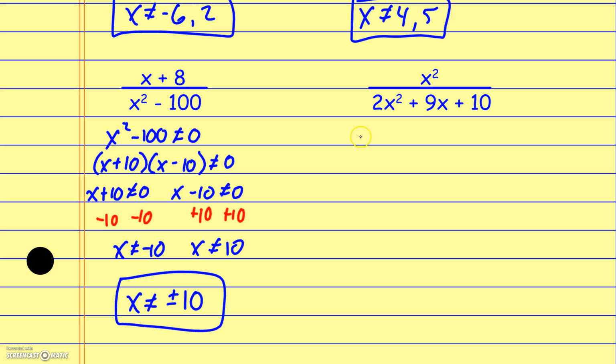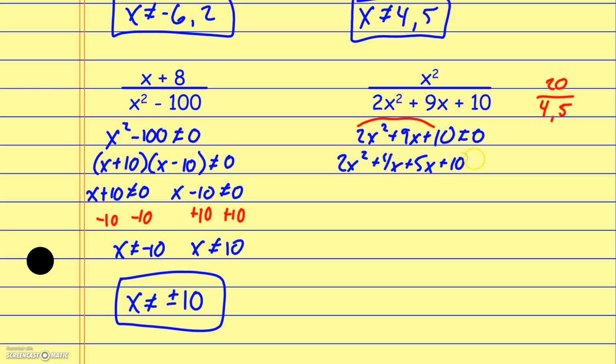If I look at this one, here again I've got 2x squared plus 9x plus 10 cannot equal 0. So I try factoring, I build a bridge. When I build a bridge on this one, it gives me a positive 20, and the two numbers are a 4 and a 5. But then from here, I can't use my shortcut because there's a 2 out front, so I have to split up the middle term. So it's 2x squared plus 4x plus 5x plus 10 cannot equal 0. And now I've got to factor by grouping.